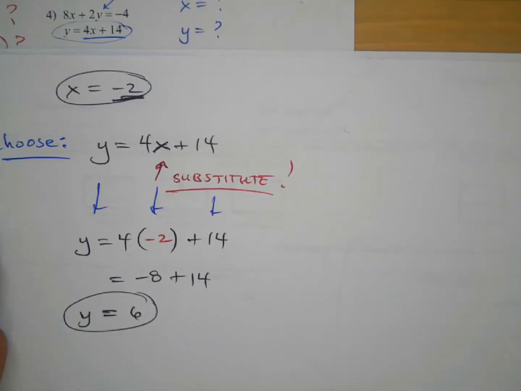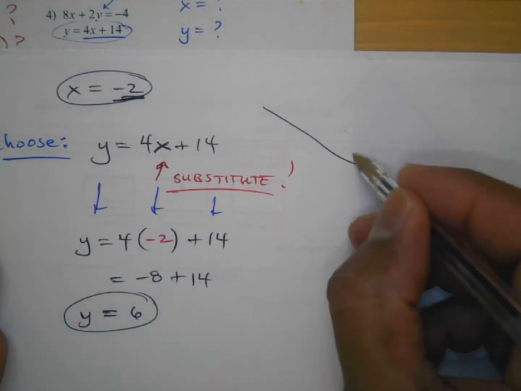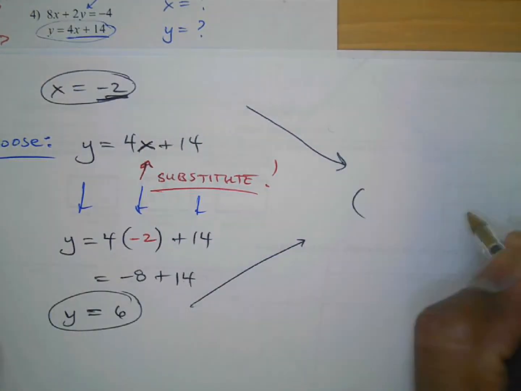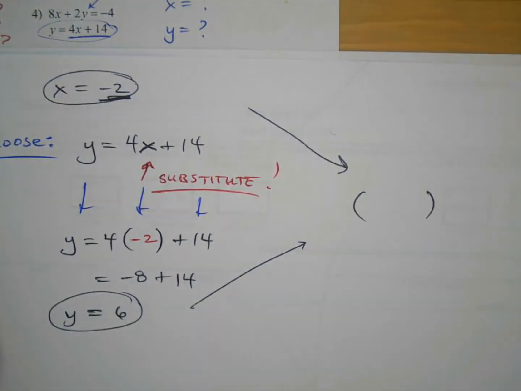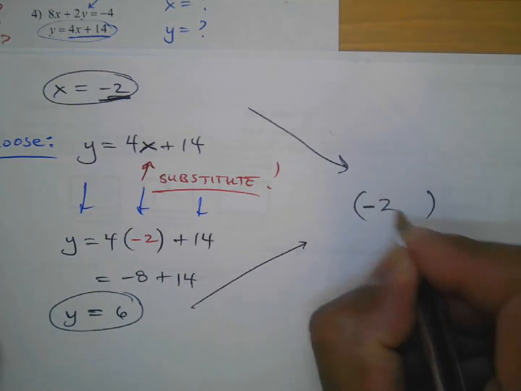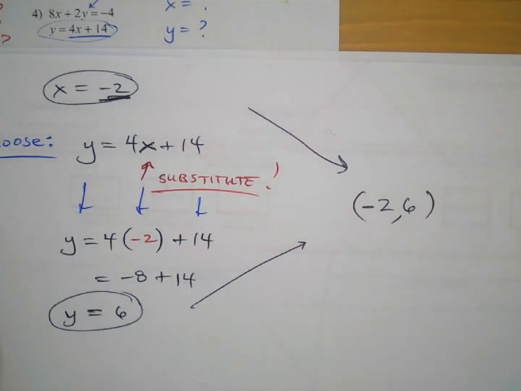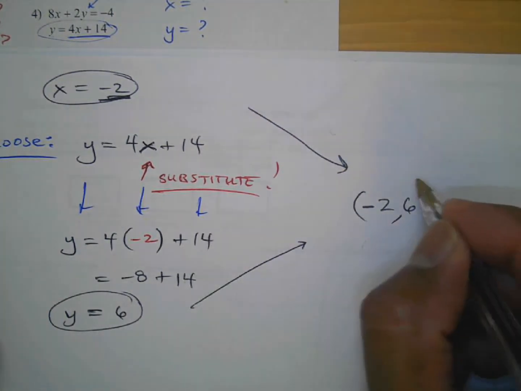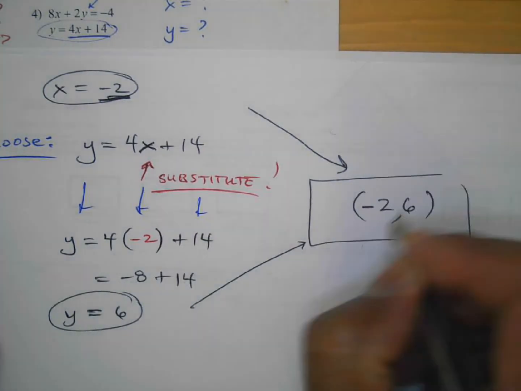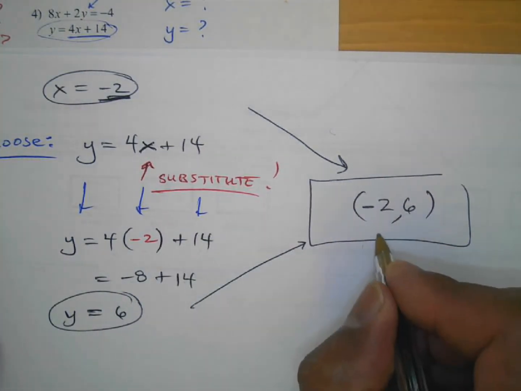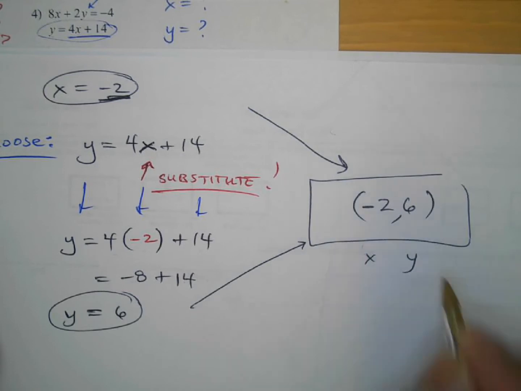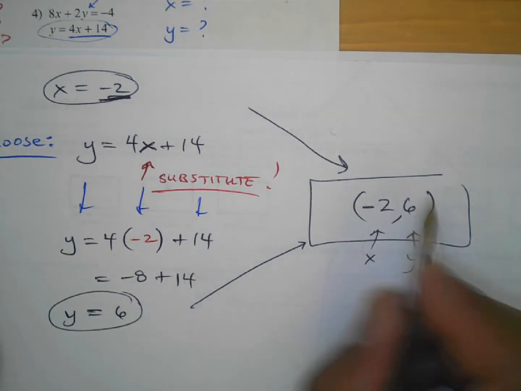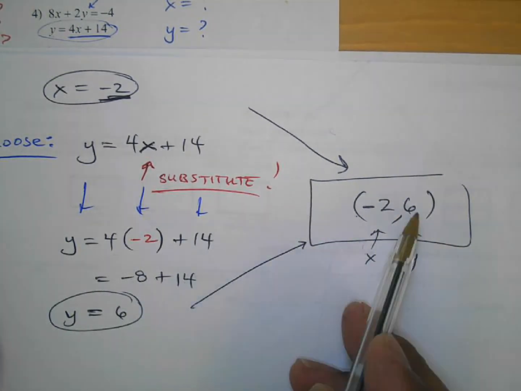Is that it? No. Remember, the solution has to be presented in the form of a coordinate. X goes first, then y. Don't write it the other way. Don't write 6 negative 2. That's saying a different answer. Okay, here's our solution. This is understood that this one's the x and this one's the y. But you don't have to write it. You just write it like that. It's understood. X is negative 2, y is 6.